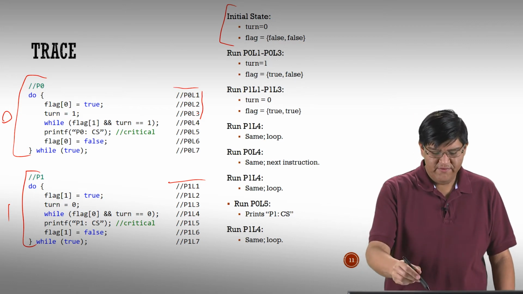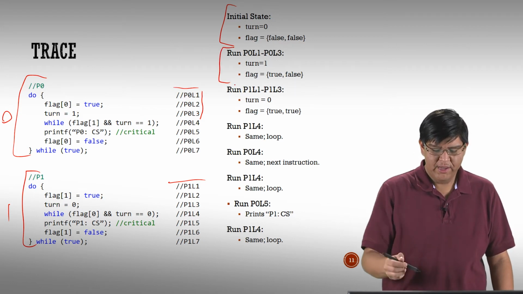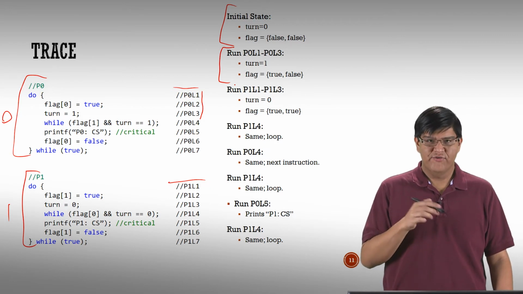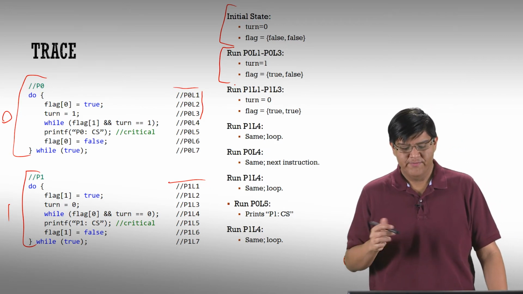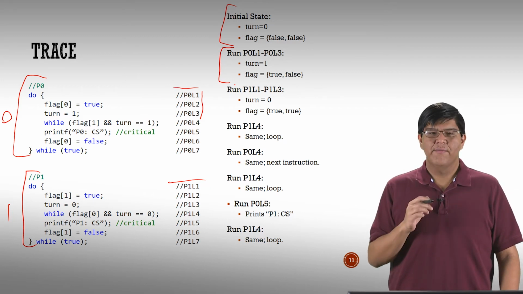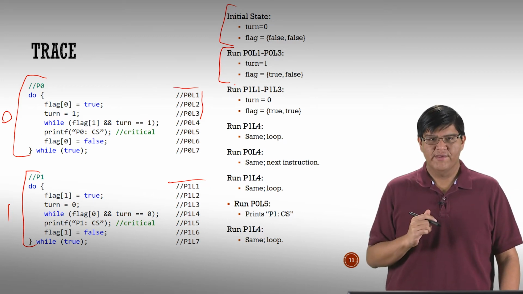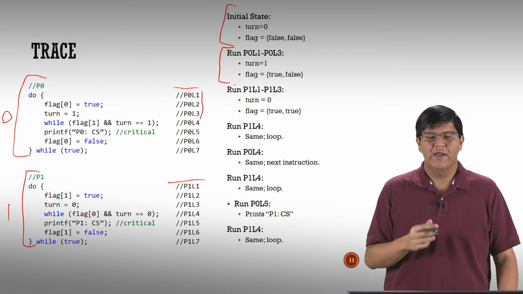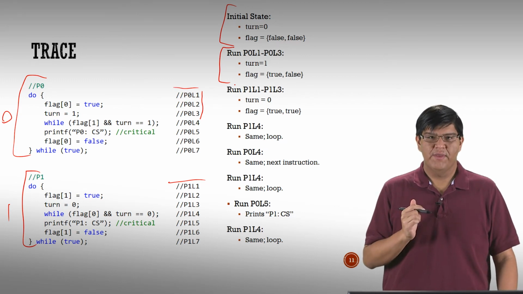You can see that in the state over here: the turn is equal to 1 now, and our flag has a true in index 0 and a false still in index 1. Okay, that's fine. Here we're going to jump back and forth between executing these two processes. It's a little bit arbitrary; I just picked points that give us a little bit of interesting behavior.